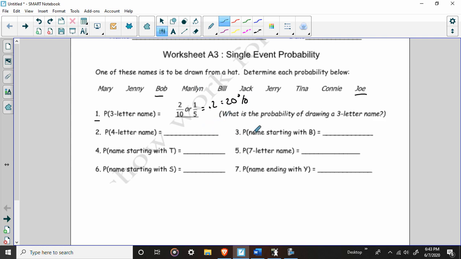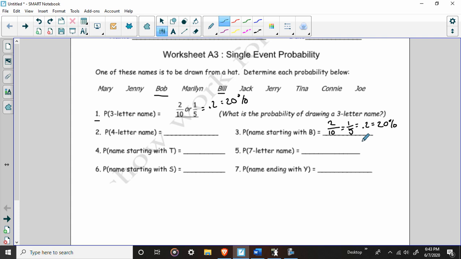Okay, so a name starting with B. So how many names up here do we have that start with B? Mary, no. Jenny, no. Bob, there's 1. Marilyn, no. Bill, there's 2. Jack, Jerry, Tina, Connie, and Joe. So again, just the 2 names that start with B, Bob and Bill. So what will we get? That is 2 out of the 10 names, which we established before is the same as saying 1 out of 5, which is 0.2, which is 20%.